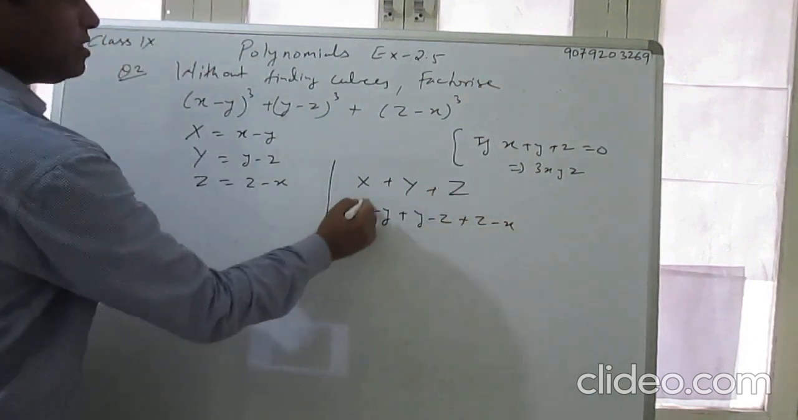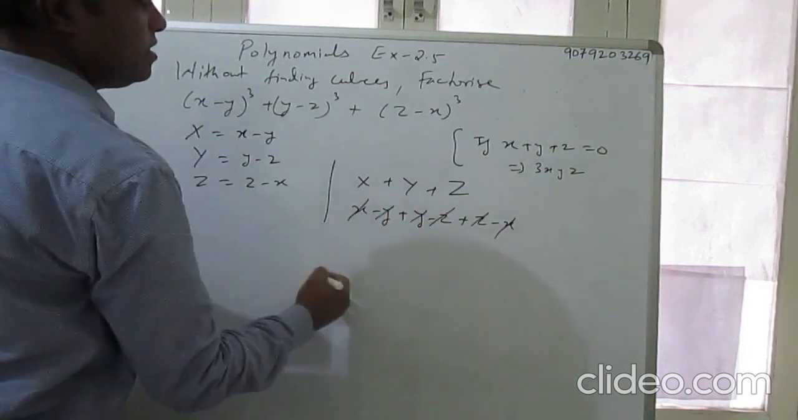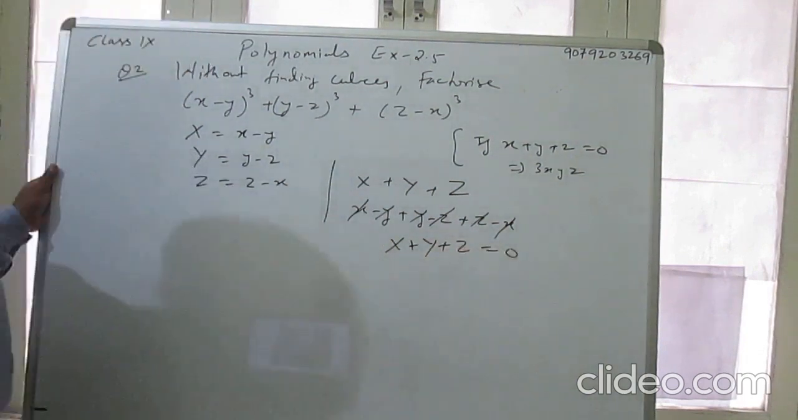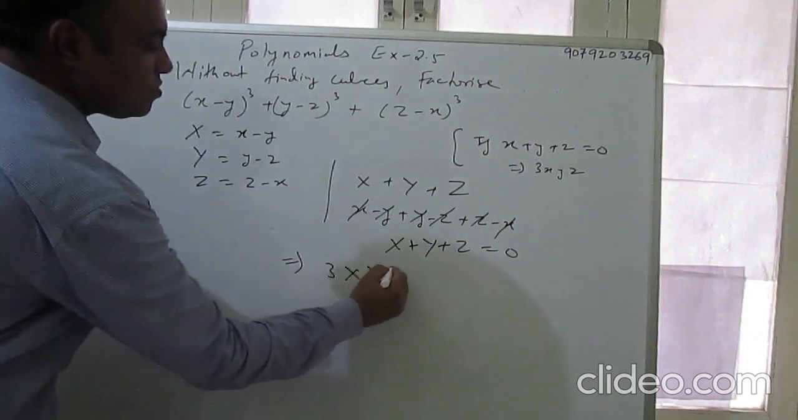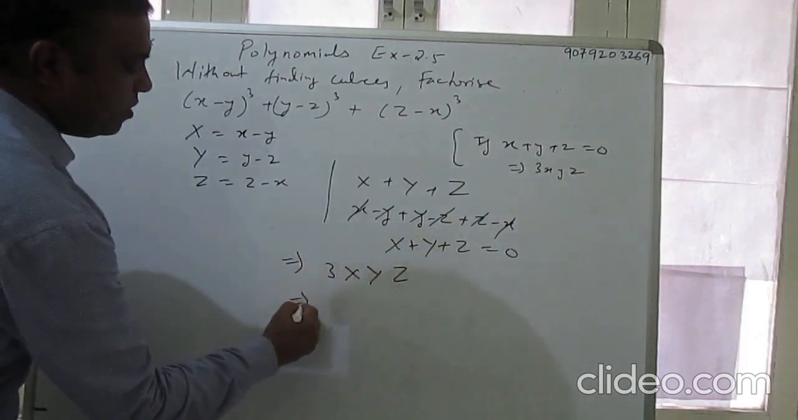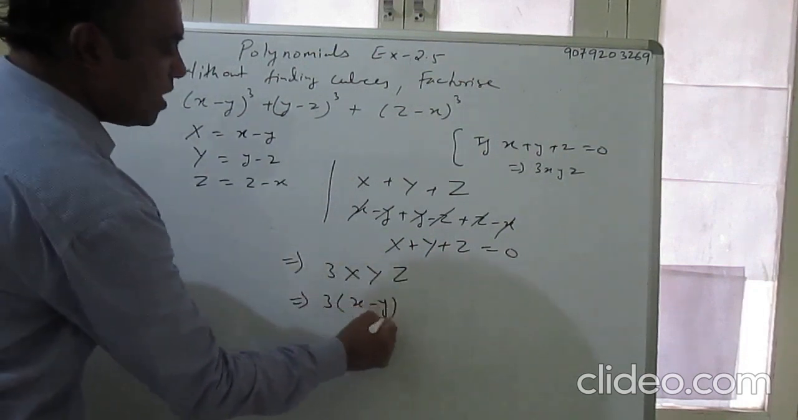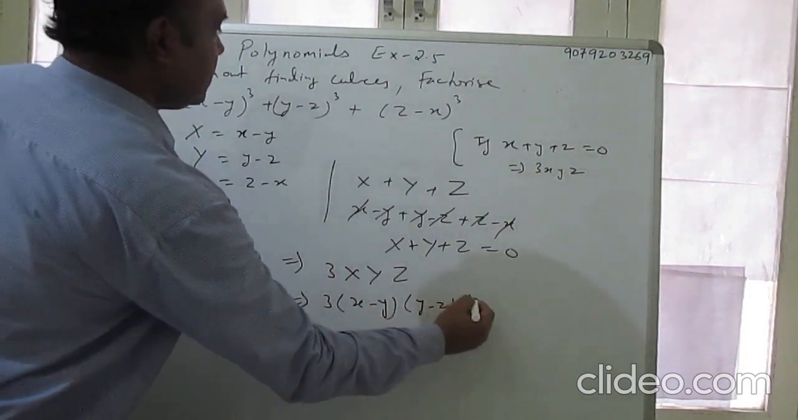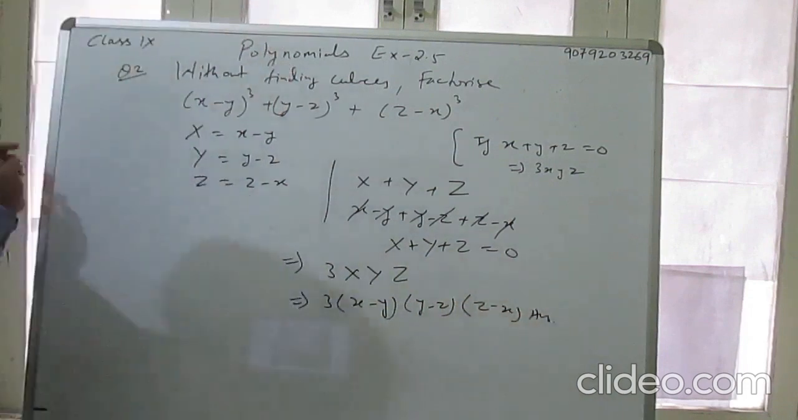See here. This plus x minus x cancel, minus z, this cancels, this cancels. So the value of x plus y plus z is equal to 0. Then what is the factor? You can say that it is 3xyz. Now putting the values, x की जगह क्या रखेंगे? x minus y, y की जगह y minus z, and z की जगह z minus x. This is the answer.